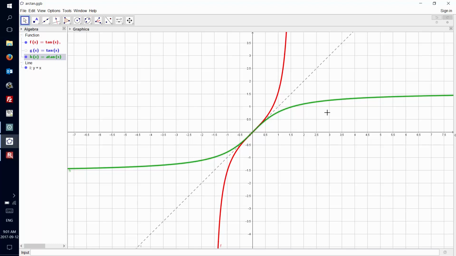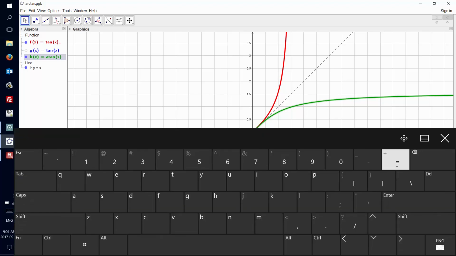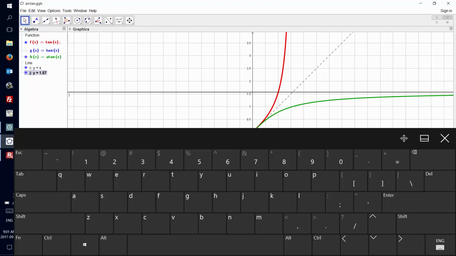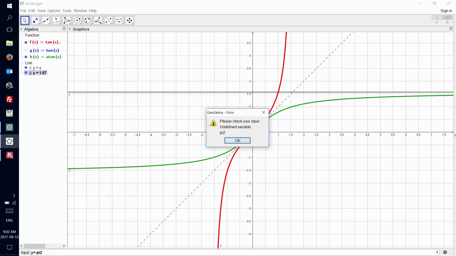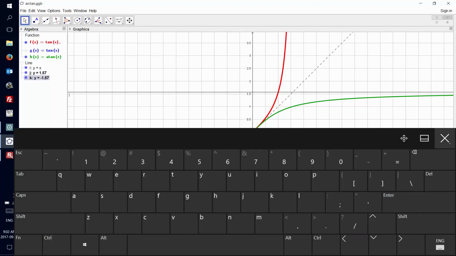What's interesting here is this is an example of a graph that actually has two horizontal asymptotes. One of them is going to be when y equals pi over 2. And the other one is when y equals minus pi over 2. I missed the divide sign there. Let's put it in.